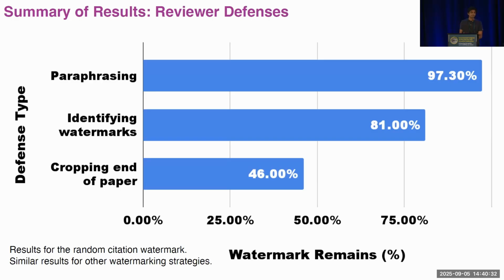And the other is cropping the end of the paper. So in this method, what we do is we add this hidden prompt towards the end of the PDF, because that is the most effective in getting the LLM to insert the watermark. But sometimes reviewers might just crop out the last couple of pages because they're references or appendices or something like that. And we evaluate how effective our method is if we insert this hidden prompt somewhere randomly in the paper at a random location. So we do show that our methods are reasonably robust to some common reviewer defenses as well.